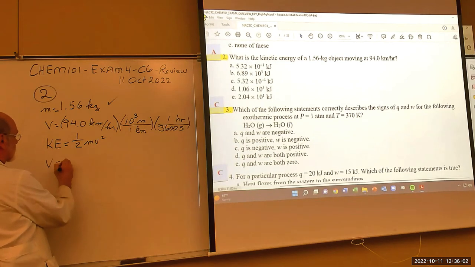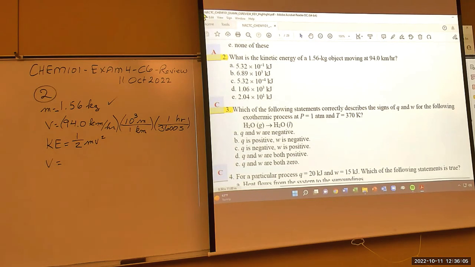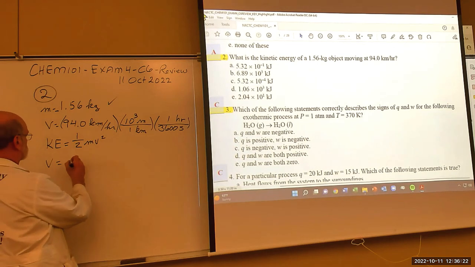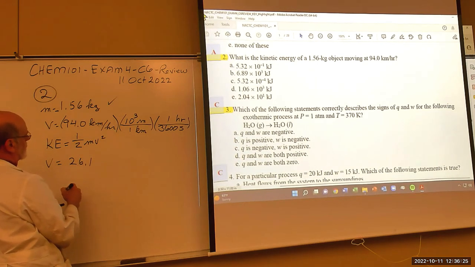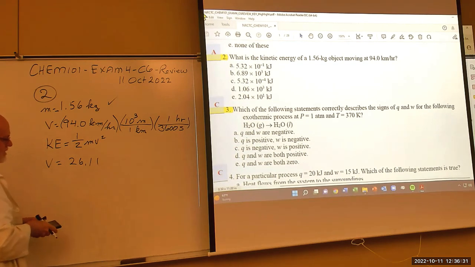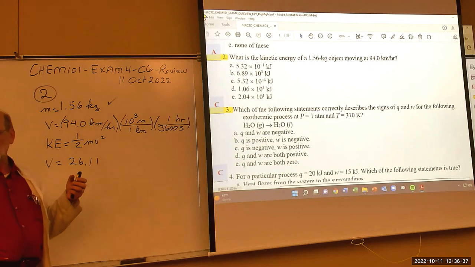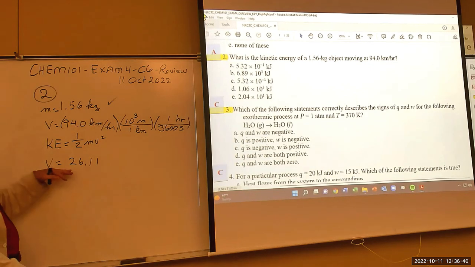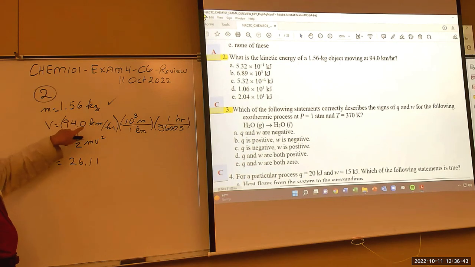Okay, now velocity is what? Well, let's see. Don't want to forget your calculator on exam day. 3,600 divided into it. Okay, I get 26.1. Let's keep four of them. Why do I do that? To avoid rounding error. At the end, we'll chop it down to three significant figures.